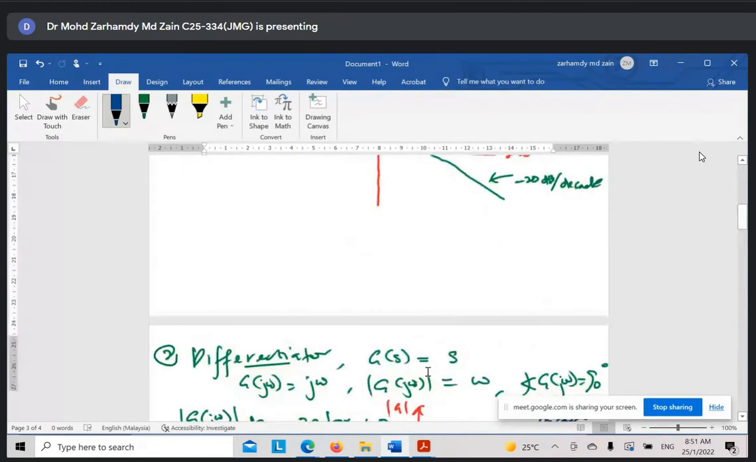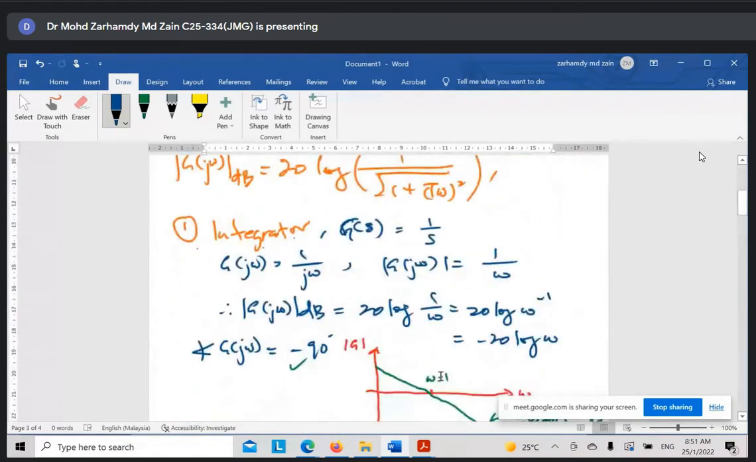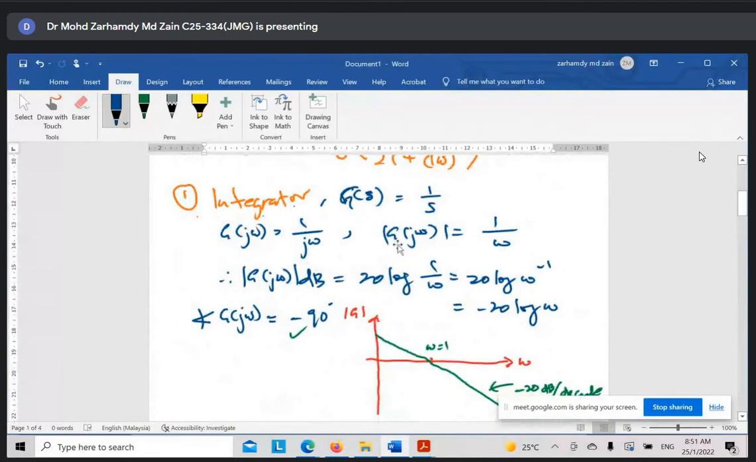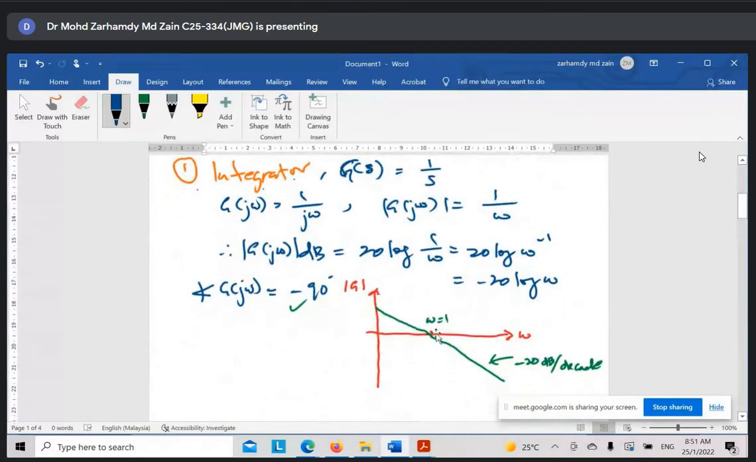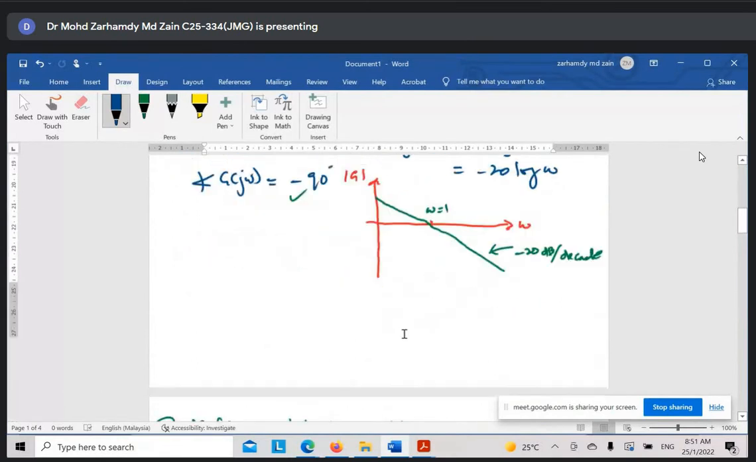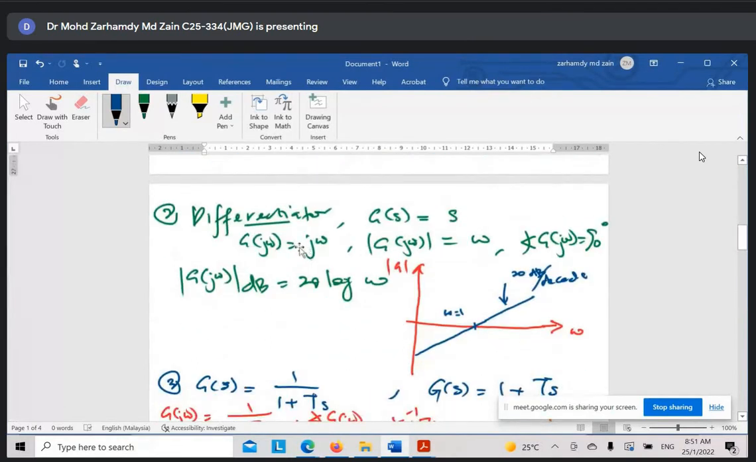Tetapi dia ada 4 konsep dia. Satu konsep adalah integrator. Integrator ni titik pecah dia memang 1, tapi kecuraman negatif 20. Nanti awak akan tengok. Ada satu lagi, differentiator. Differentiator ni titik pecah dia memang common dia 1, tapi gradient positif. Awak ingat 2 ni, maksudnya ingat salah satu pun cukup. Okay, so ni 2 ni penting.